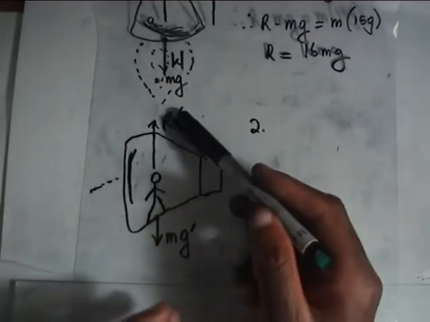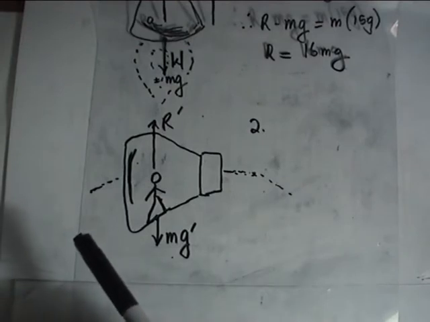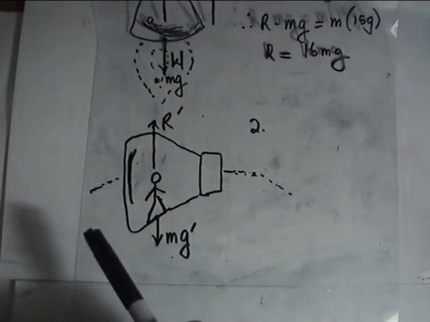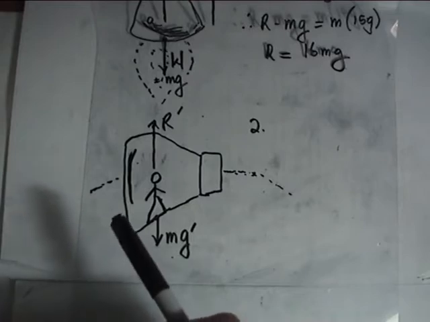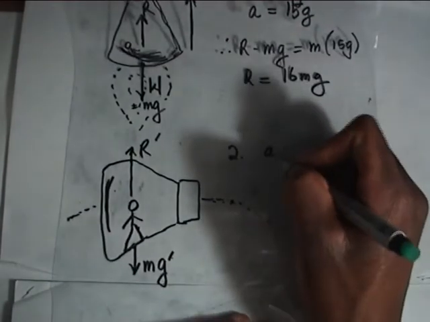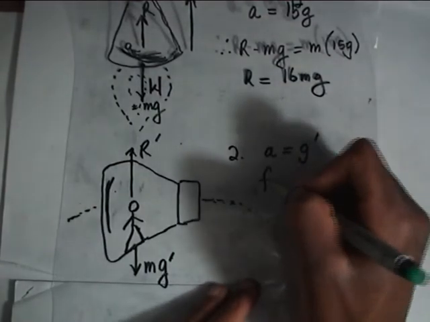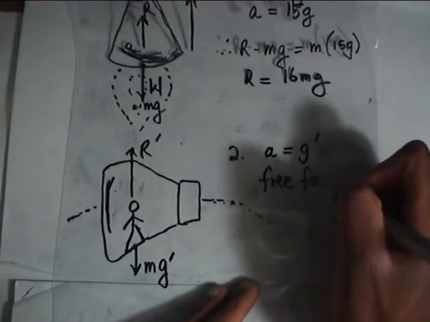That is to say, the reaction at that particular point. Now in orbit, the acceleration of the spacecraft and the astronaut are both g prime, because there is something called free fall.